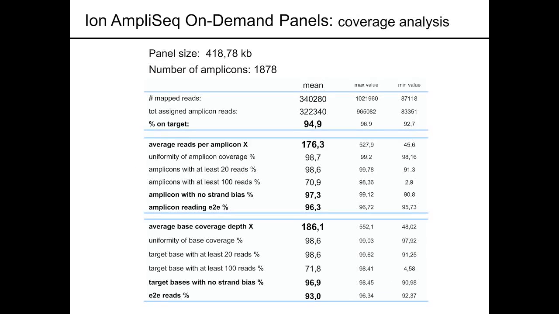So the question here was, okay, we had a few numbers here. We had on-target reads that were very good. The average reads per amplicon, the coverage, was 176. The amplicons with no strand bias, very high. The end-to-end of the amplicons, and the same thing for the base coverage, which was very high with no strand bias and end-to-end reads.